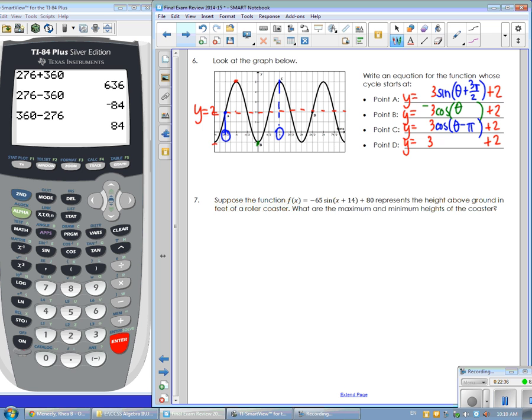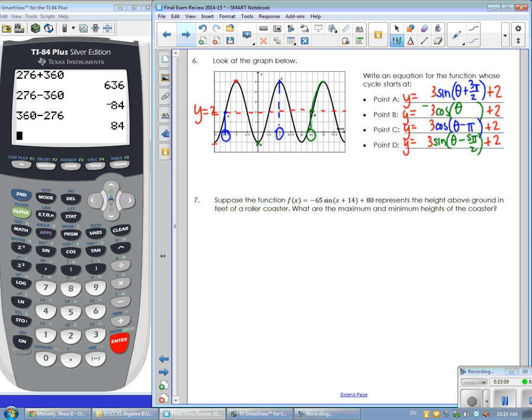And in part D, if I look at point D, I can see that the graph, again, starts in the middle and then goes up. So that tells me this is a positive sine function. And so I now just need to look at my theta axis, and I can see that that occurs at 5 pi over 2. And so remember, it's going to be theta minus 5 pi over 2. Okay. And so the same curve can be modeled by each of these equations.